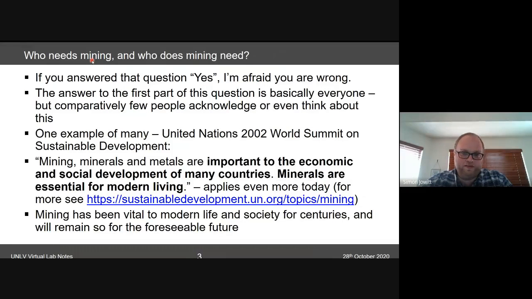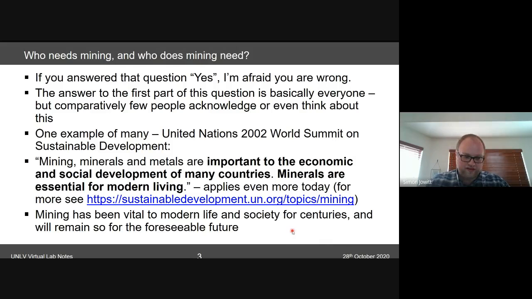But comparatively few people acknowledge that. Comparatively few people even think about it. One example of this is the United Nations 2002 World Summit on Sustainable Development. Direct quote here: mining, minerals and metals are important to the economic and social development of many countries. Minerals are essential for modern living. And that applies even more today, and there's various other information you can see about how mining links to sustainable development at the UN website here.